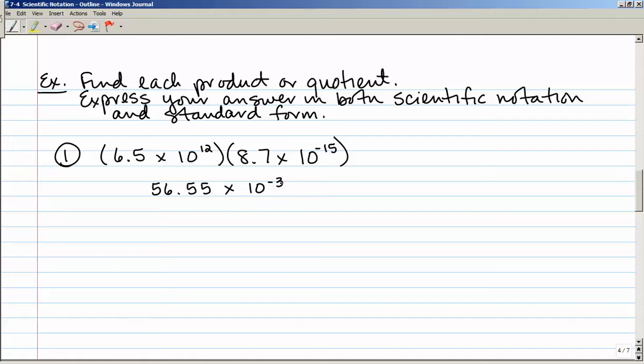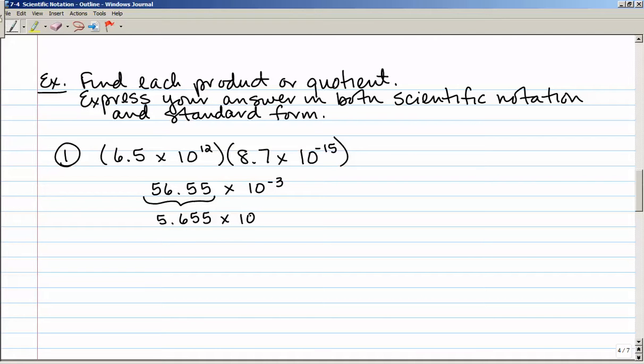Okay, now that's actually not in scientific notation because my decimal point is in the wrong spot. I need to have my decimal point between this 5 and this 6, in front of the 6, not after the 6. So there's a couple different ways of thinking of this. I could take this expression right here and write that, just that, in scientific notation.